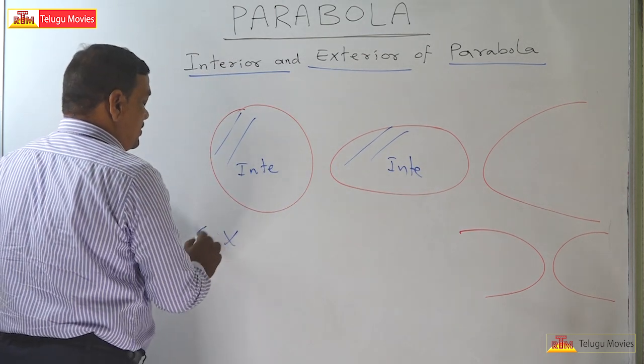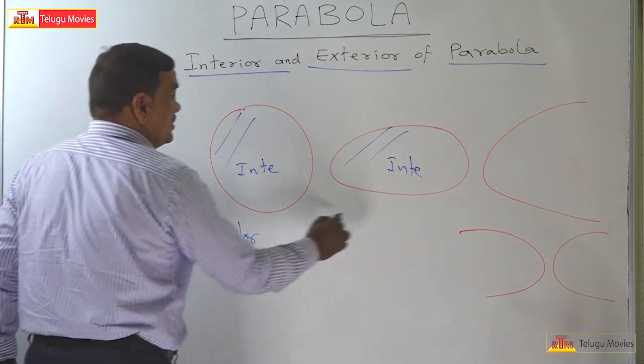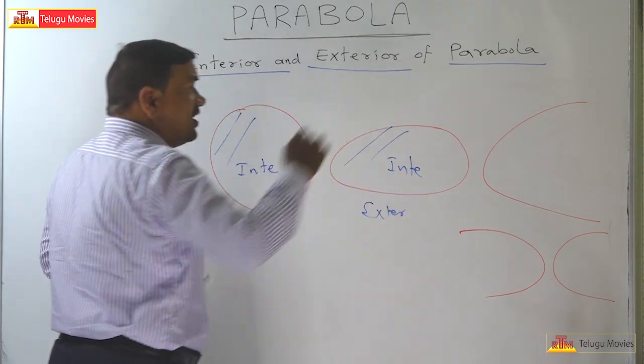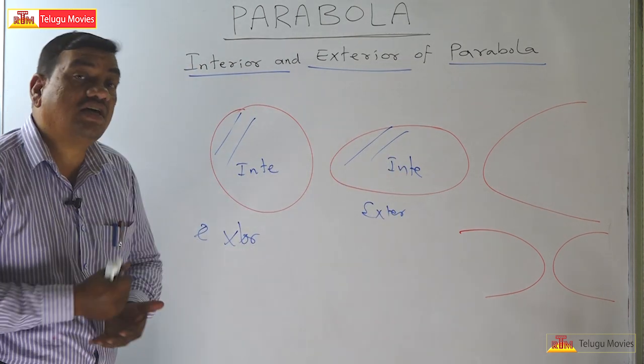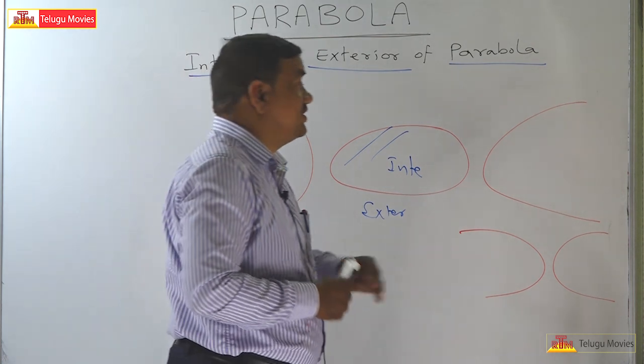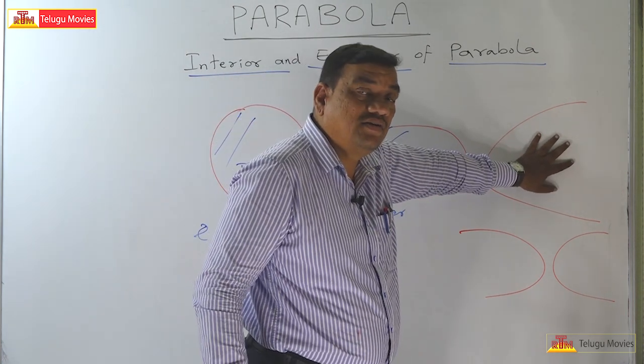Outside part is exterior. Anybody can say, this is an exterior. But for an open curve, what is interior, what is exterior? How can you say that? Is it interior? Is it exterior?